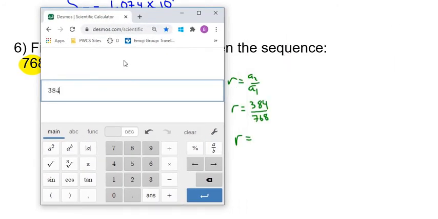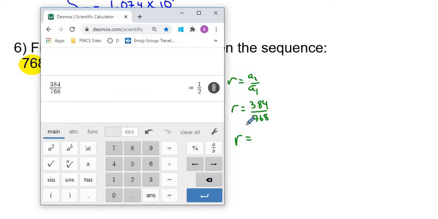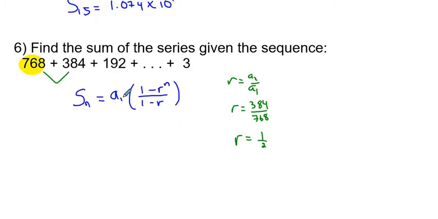So 384 divided by 768. Oh, that's just a half, which is very convenient. It just comes out to a half. So I know a1, I know r is a half, but I don't know how many terms there are. Sometimes you figure that out after you start to plug things in. Sometimes the formula, this is why I say to always write it down, will help you figure this out.